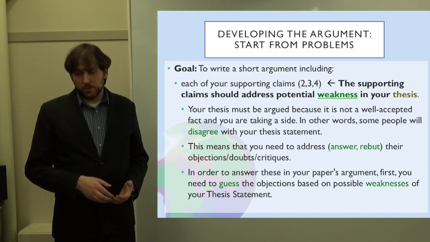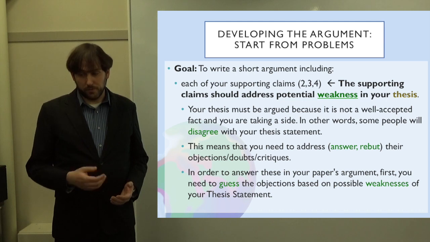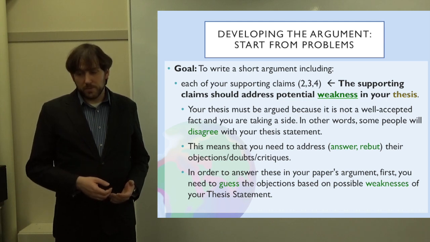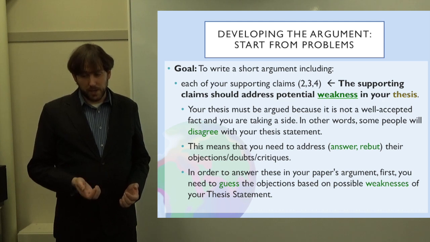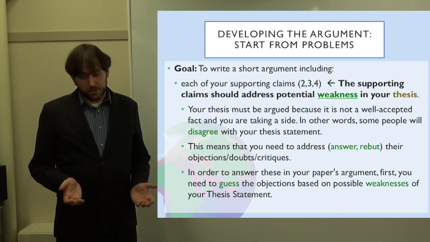Now, the goal is to write a short argument. Each of your supporting claims, so let's say 2, 3, and 4, should be claims that address potential weaknesses in your thesis. Your thesis must be argued because it is not a well-accepted fact and you're taking a side. In other words, some people disagree with your thesis statement. This means that you need to address, which means to answer or to rebut, their objections, doubts, and critiques.